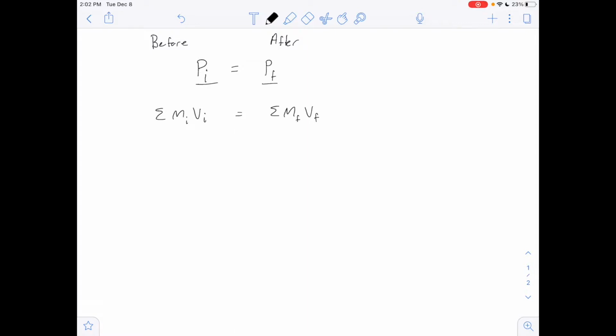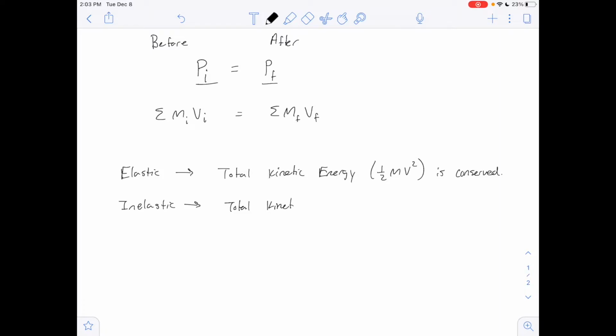In the lab, you also learned about the two categories for collisions. We have elastic collisions and we have inelastic collisions. For both of these collisions, the total momentum is conserved, but for elastic collisions, the total kinetic energy is also conserved. And we haven't talked about energy yet, but we learned in the lab that the total kinetic energy is equal to half of the mass of the object times velocity squared. So that total value of all the objects involved in the collision is conserved. And for inelastic collisions, the total kinetic energy decreases.